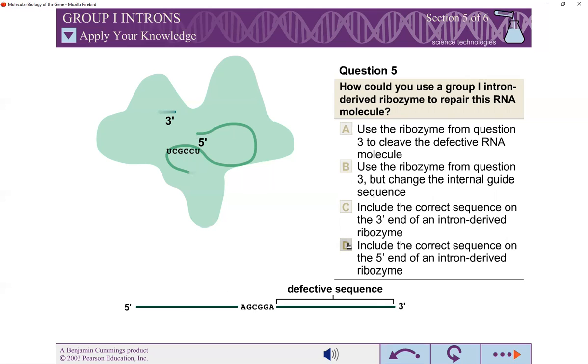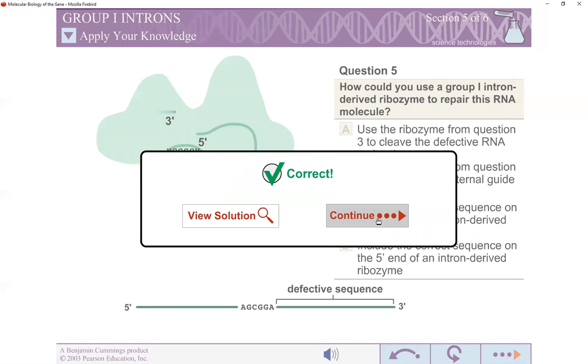Okay, we will have to include the correct sequences on the 5' end of an intron-derived ribozyme, not on the 3' end, because the 3' end has to be removed. Correct.